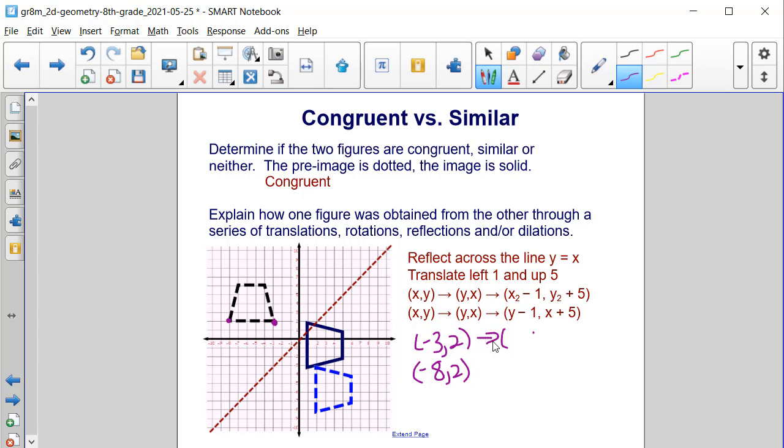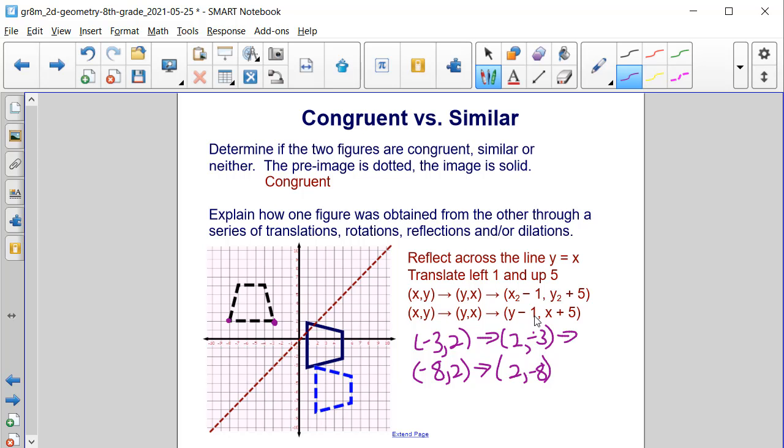So first we would switch the x and y coordinates around. So (2, -3), that does work. (2, -3) corresponds to this one. And then (2, -8) corresponds to this one down low.